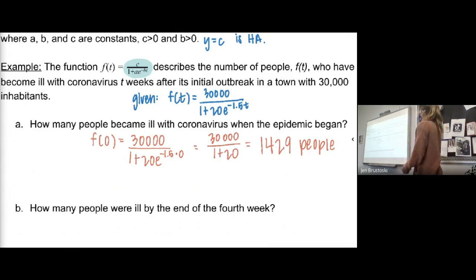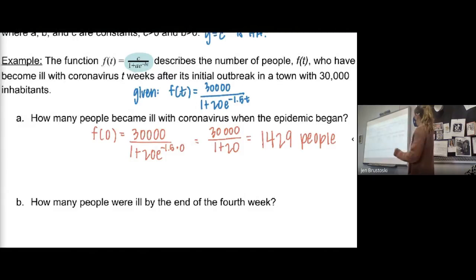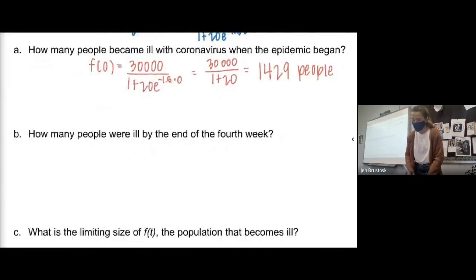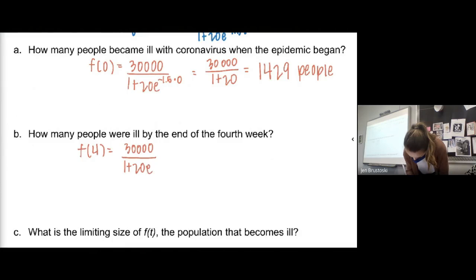Okay, so at the beginning of the epidemic, 1,429 people were infected or ill. Okay, so T is week, so let's find out how many people were ill by the end of the 4th week. So find F of 4. This is where I want to instruct you guys on how to type it into your calculator. It sounds silly, but you'd be surprised.